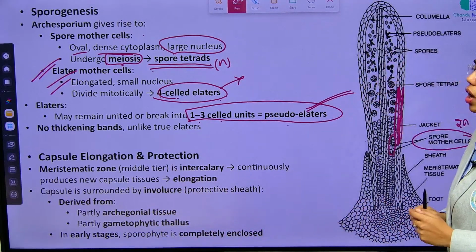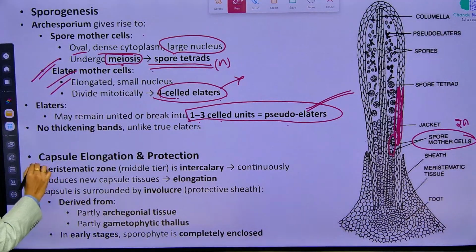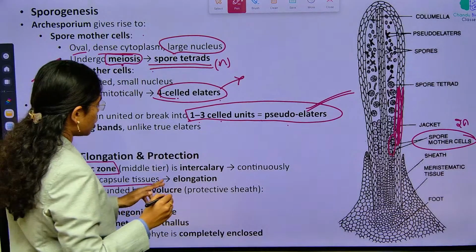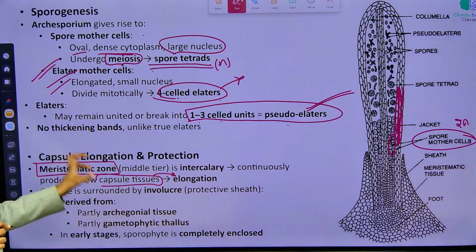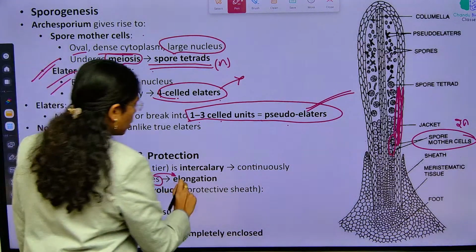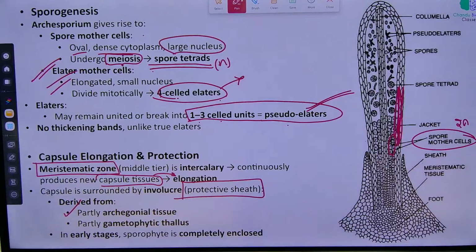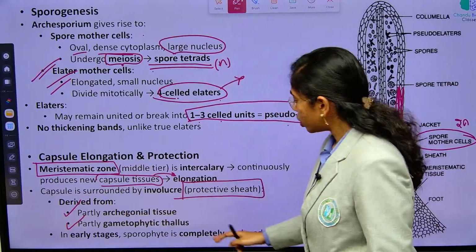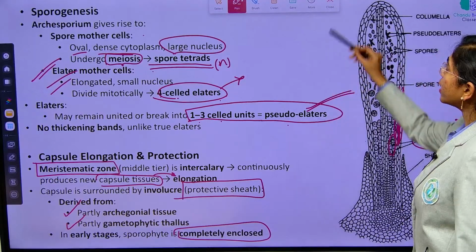Next is capsule elongation and protection. First, the meristematic zone, which is the middle tier, which is intercalary, grows continuously, producing capsule tissue outside. On elongation of the capsule, it is surrounded by the involucre. The capsule is surrounded by the involucre, which is a protective sheath. Okay. And this is derived partly from archegonial tissue and partly from gametophytic thallus. In early stages, the sporophyte is completely enclosed. Fine? Clear till here? Any doubt anywhere?